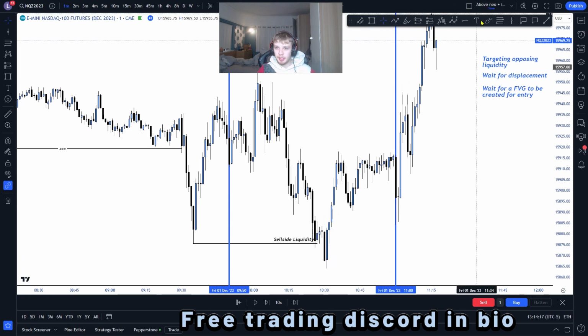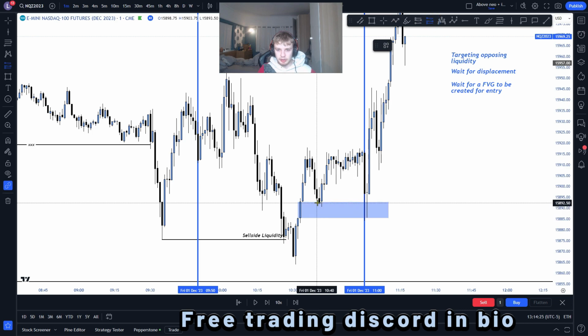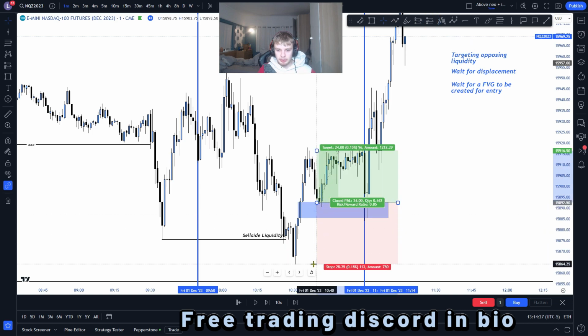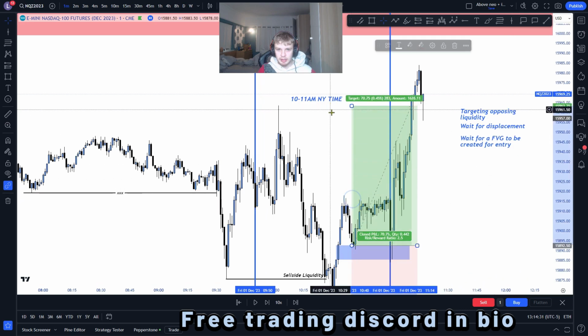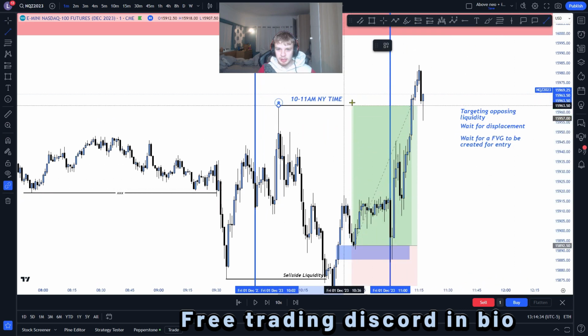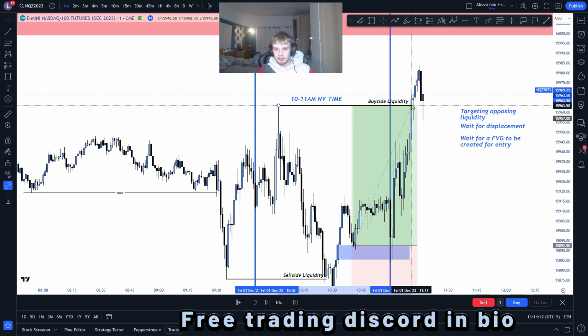Therefore our Silver Bullet would be right here. This would be the fair value gap that we enter the Silver Bullet from. So we would put our entry right here. Our stop loss would be at this low, and then our take profit would be this buy side liquidity right here. Buy side liquidity. So that is the Silver Bullet trade.